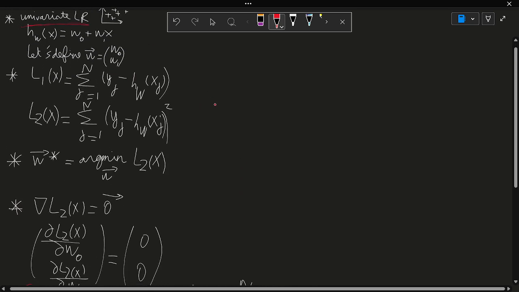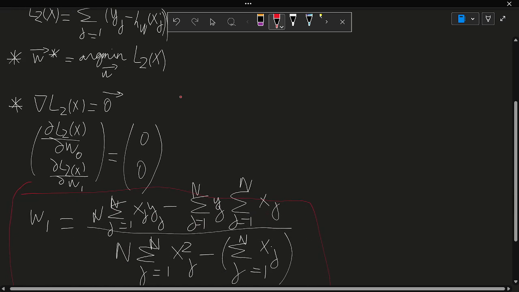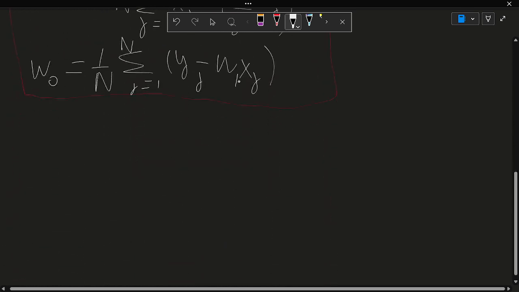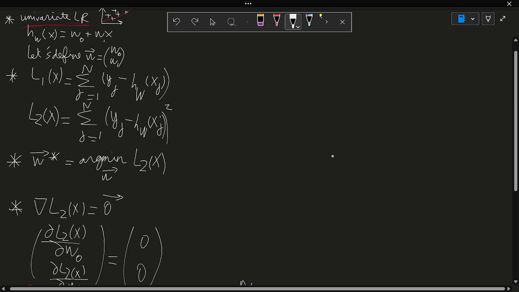We have two variables and we're trying to find the W0 and W1 that would better fit this line, minimizing the L2 error, right? The L2 loss. Obviously, there are scenarios where you can't really do this, right? Like you don't really have a neat closed form like that.